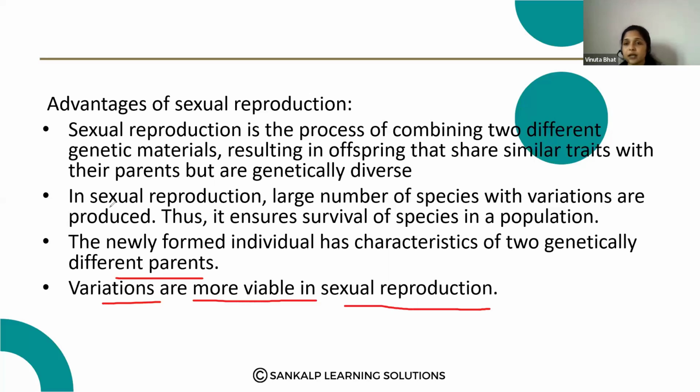So the main advantage of sexual reproduction is that it produces new offspring which contain both parental characters but are not similar to either parent, being genetically different from both of them, which leads to small variations, and that leads to speciation. Okay, so that is the advantage of sexual reproduction.